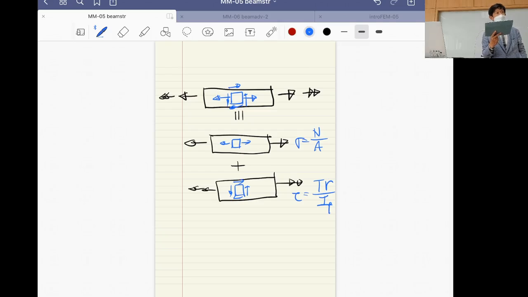Okay, this is the principle of superposition. Do you have any questions for this principle of superposition? Usually in undergraduate level and even in graduate level, this principle of superposition is very, very useful. Even for your design procedure.